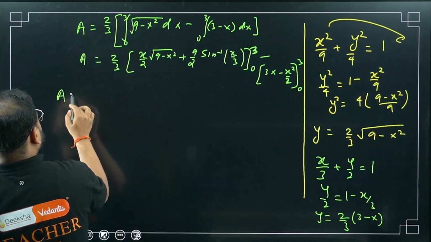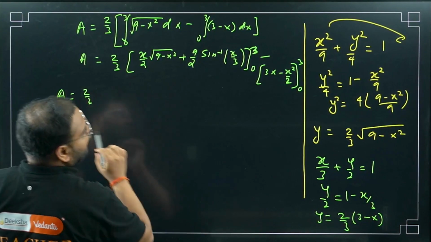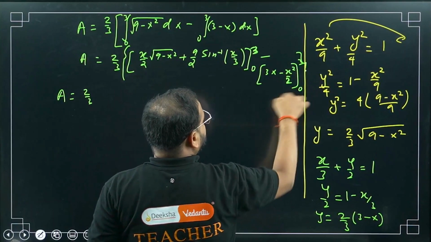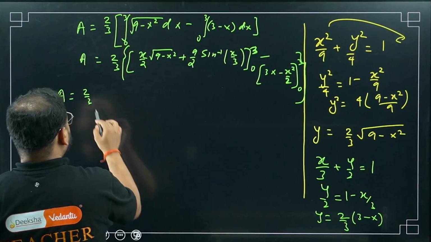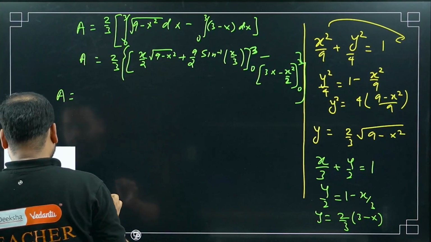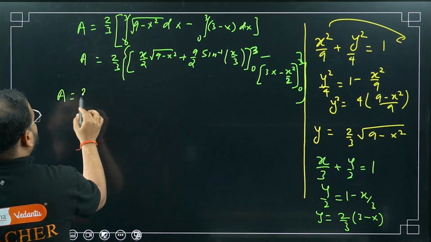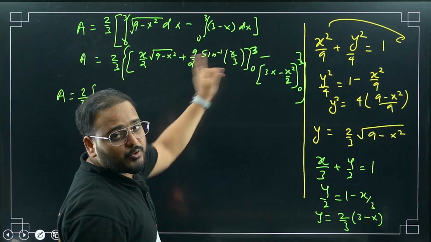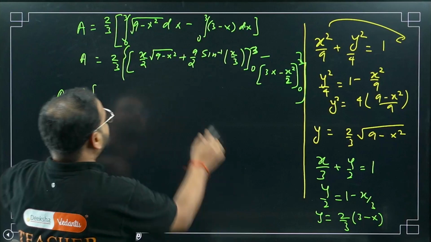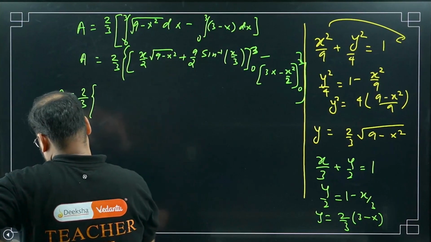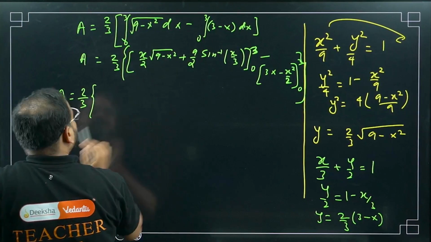I'll need some space. So 2 by 3 is outside of all of it, right? Outside of all of it. Okay, so let's just rewrite this part, no problem. 2 by 3. Okay, let's substitute the limits now. Upper limit will do for both the terms in the first bracket. So I get 3 over here.